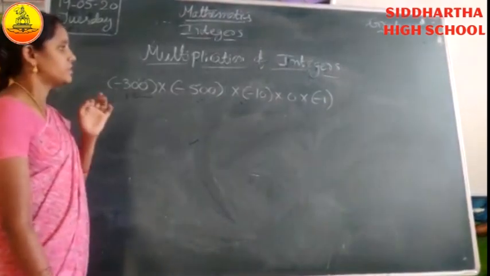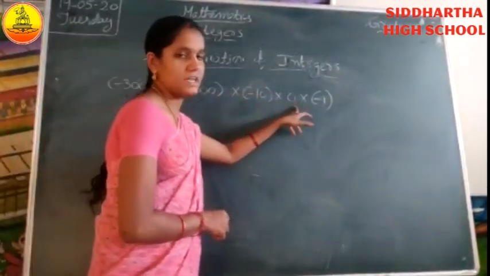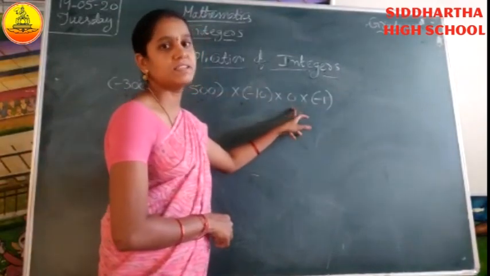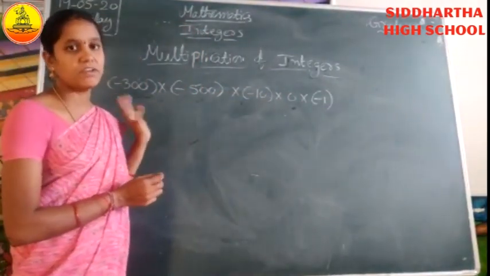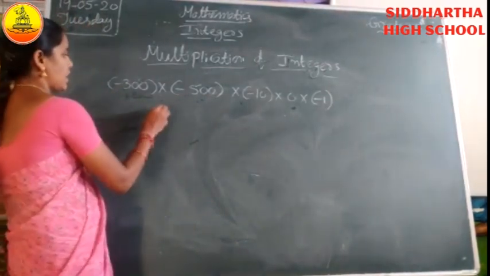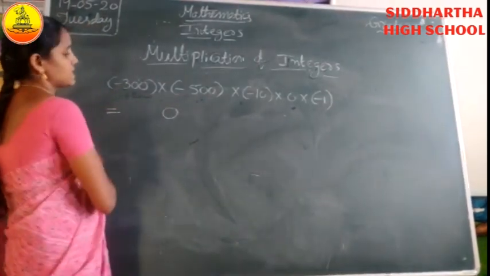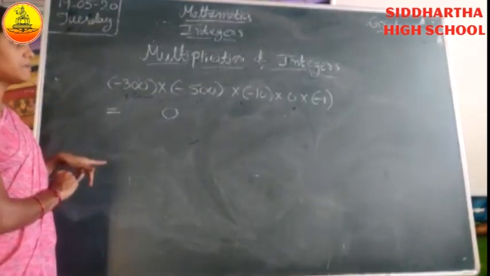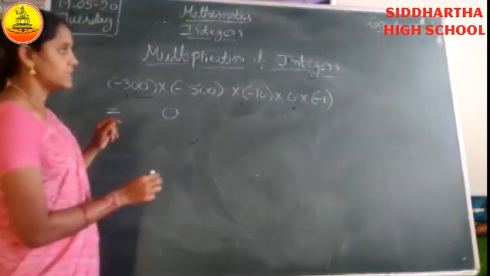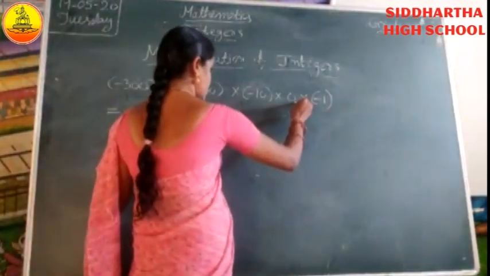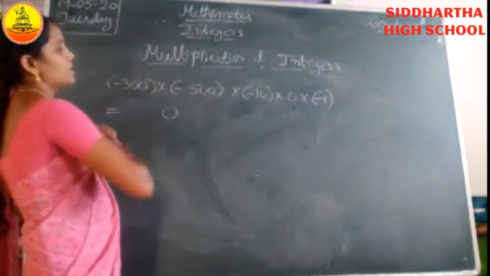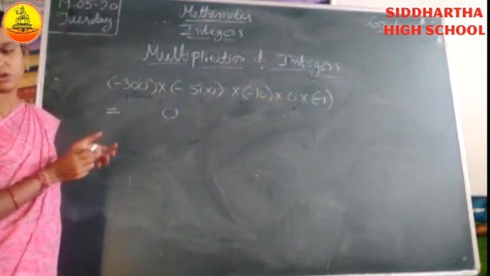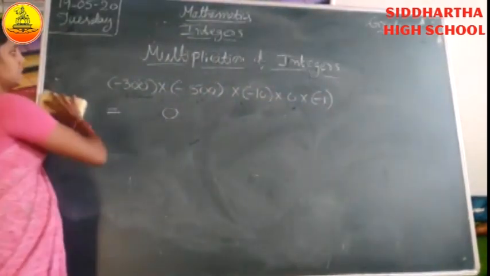If you observe, here 0 is present. Whenever 0 is present, the result will be 0. Why? Because when any number is multiplied with 0, the result will be 0. So the answer is 0. No need to keep any sign because 0 is neither positive nor negative. See here, 1 into 0, 0, 0 into 10, 0, 0 into 500, 0, 0 into 300, 0. Okay. Next.